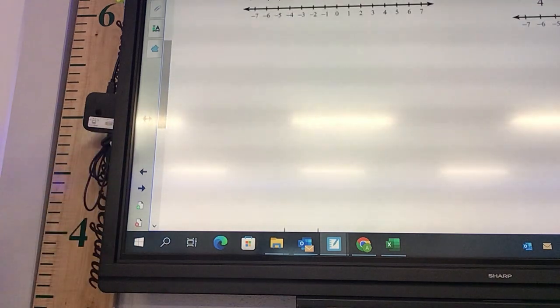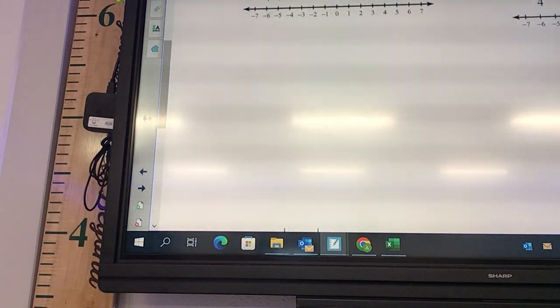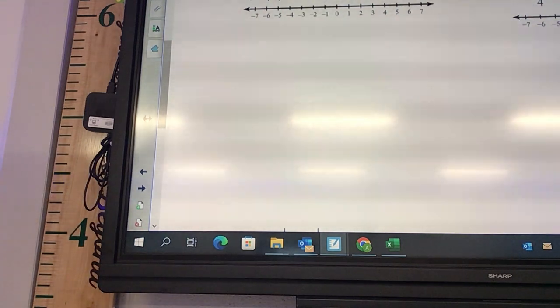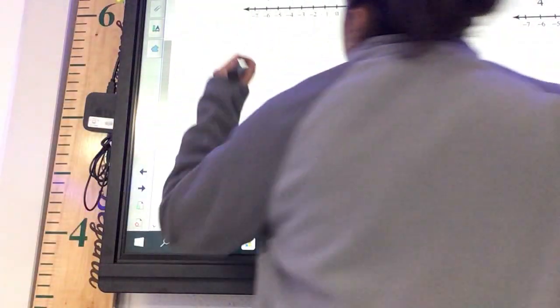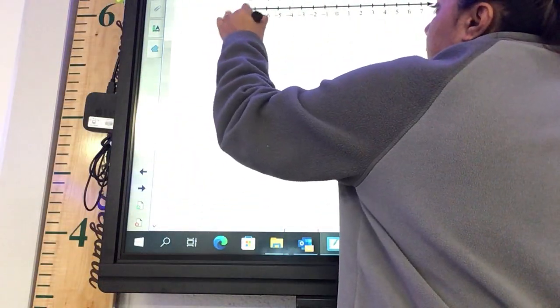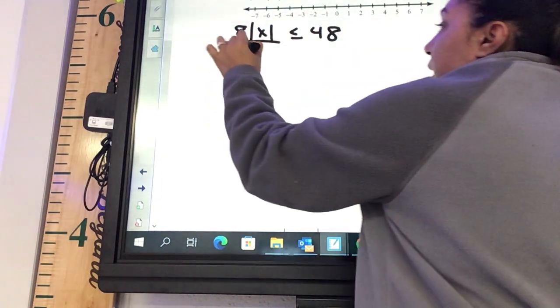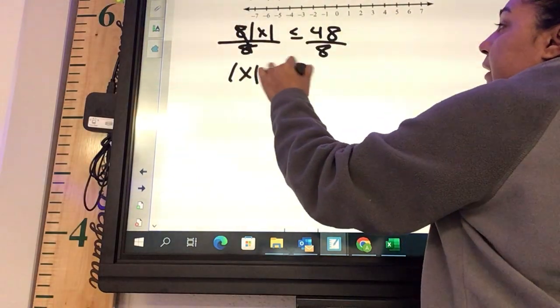Okay, 25. See how that 8 is on the outside of the absolute value? That means that you have to move the 8 before you say comma and flip it and make it a negative. So your very first step is going to be to divide by 8. Okay, so we say divide by 8. What is 48 divided by 8?